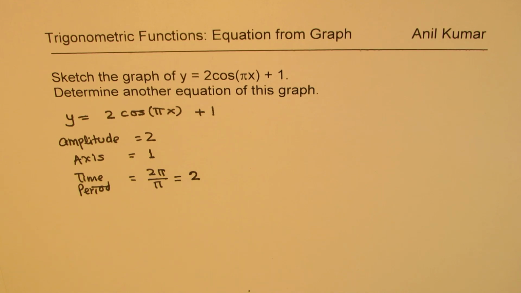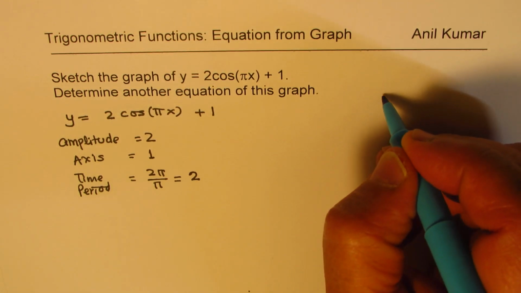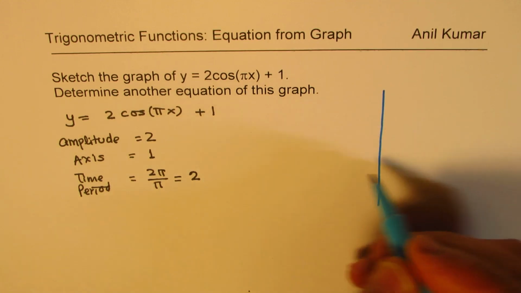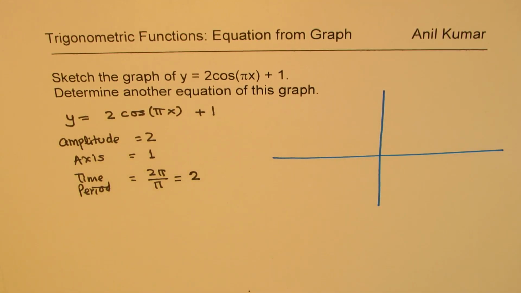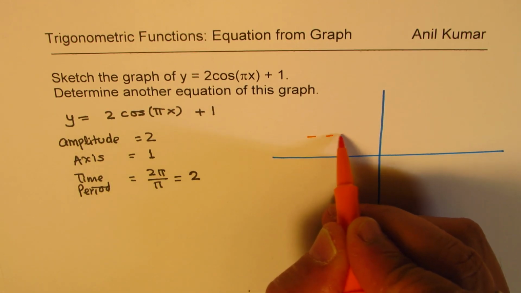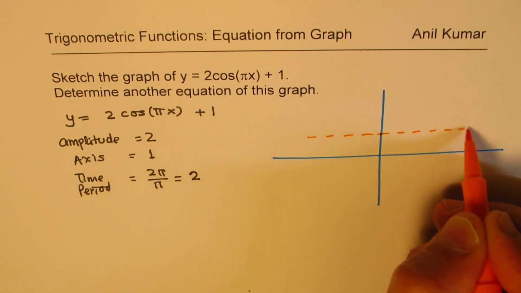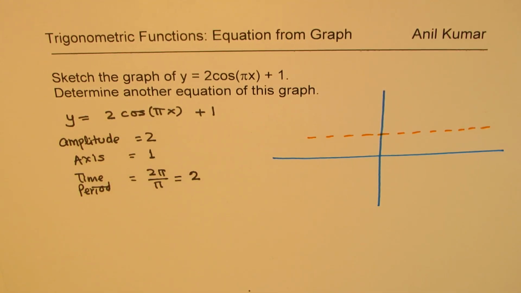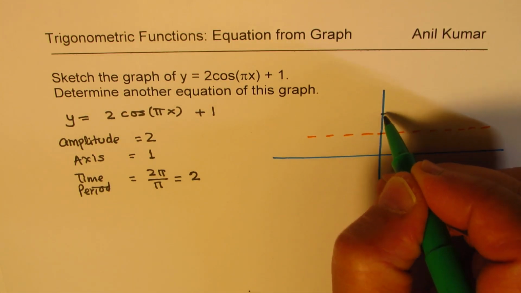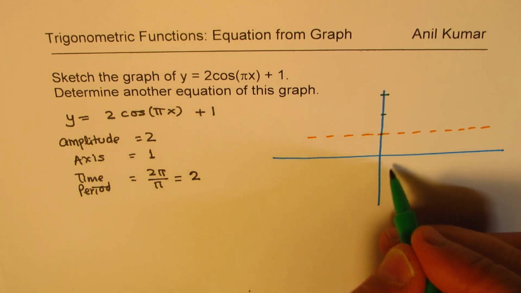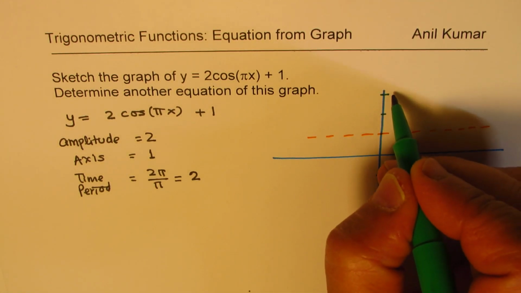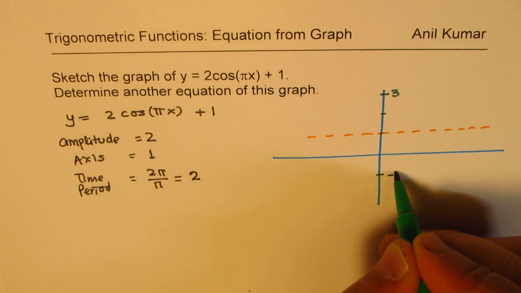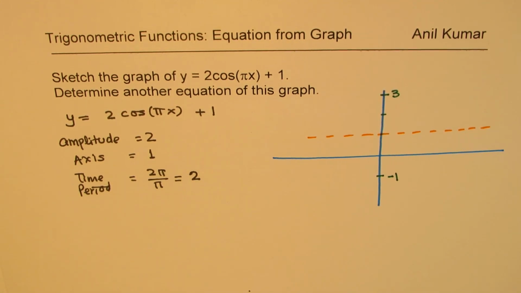Now let's try to sketch this function on the side. So we'll just sketch one wave. Okay. So we have the axis at 1. Let us say this is 1 for us. That is the axis. Amplitude of 2. So that is to say that from 1, it could go up by 2 units, right? So that is up by 2 units and then down by 2 units, right? So the maximum will be at 3, minimum at -1, correct?